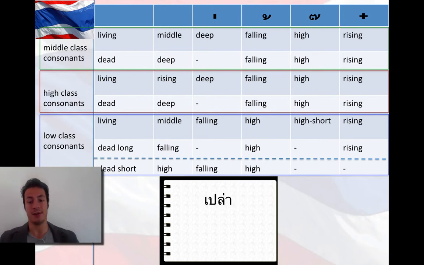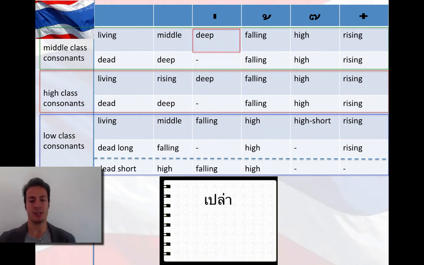How do we do it now? What we can do is, first of all, I just read out the syllable or the word right now, which is Bao. Blau. And you can see it's a deep tone. This is a deep tone right here.